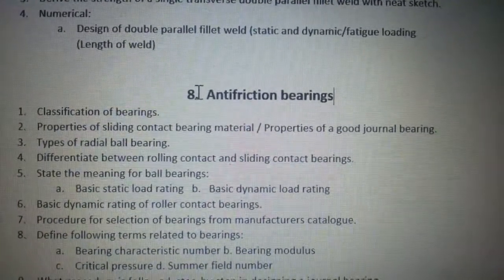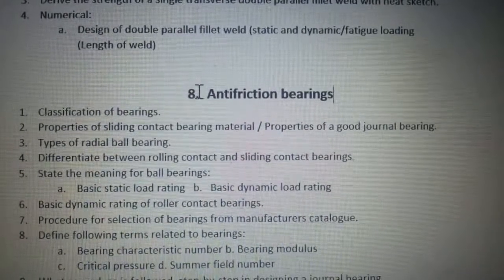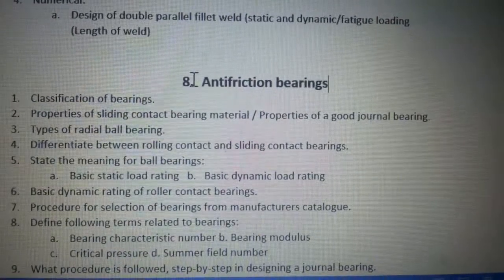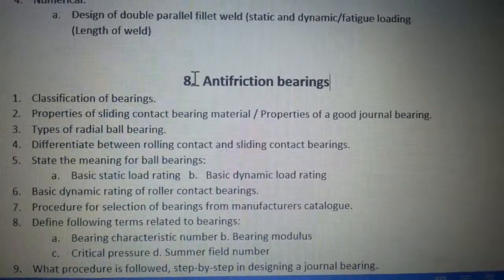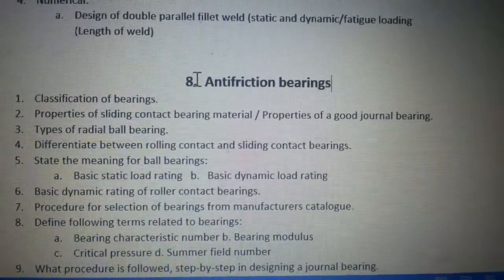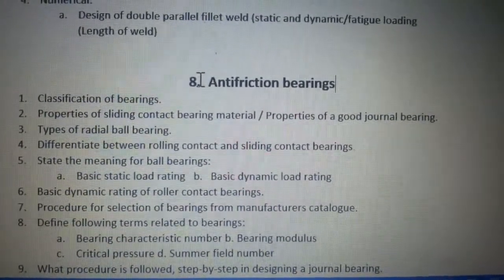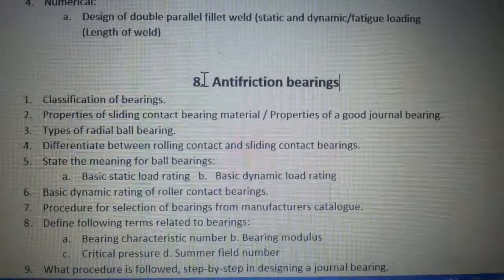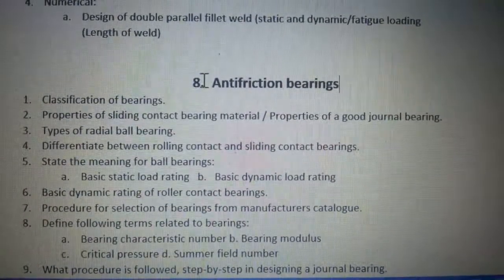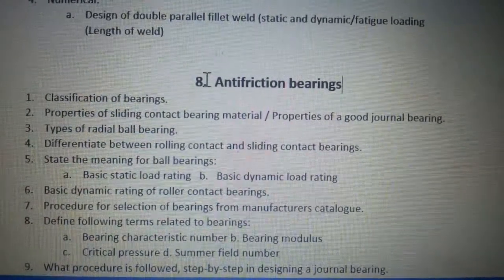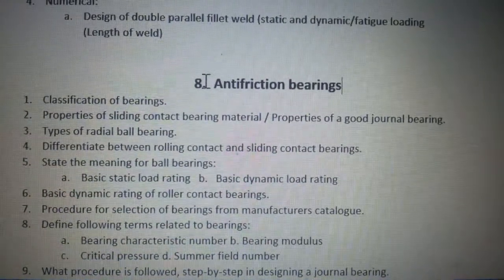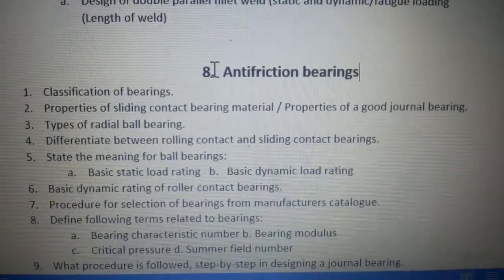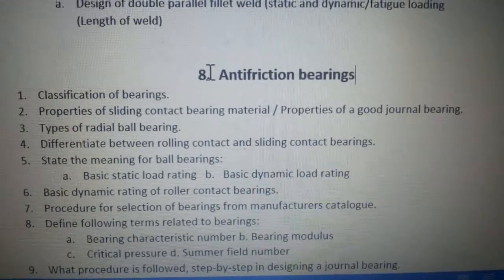State the meaning for ball bearings, that is basic static load rating, basic dynamic load rating, basic dynamic rating of roller contact bearing, procedure for selection of bearing from manufacturer's catalog. Question number 8, define the following terms related to bearing, that is bearing characteristic number, bearing modulus, critical pressure and Sommerfeld number. And question number 9, what procedure is followed step by step in designing a journal bearing?